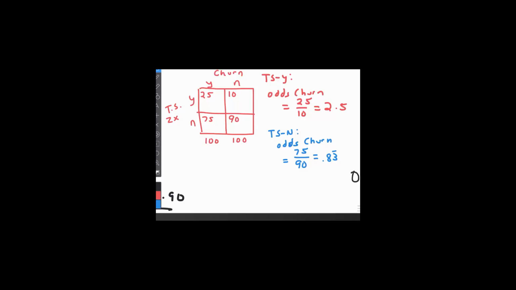And then the odds ratio is just a ratio. The odds for the first group is 2.5 divided by the odds for the second group, which is 0.83, repeating. And that's 3. So that means that the odds for people who did contact technical support 2 or more times are 3 times as high as the odds are for those who did not contact technical support.